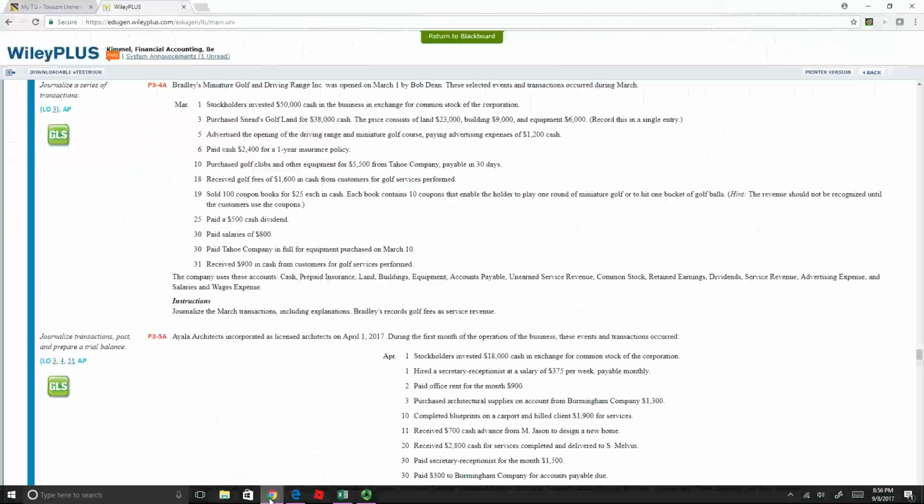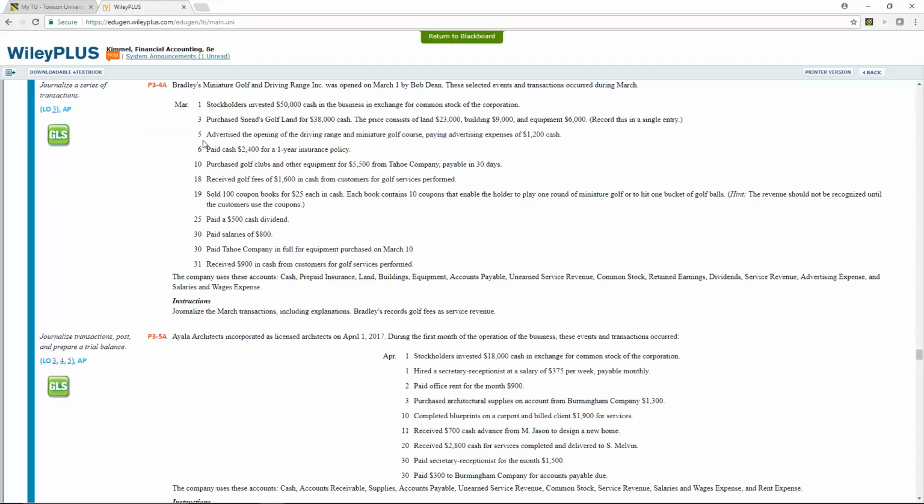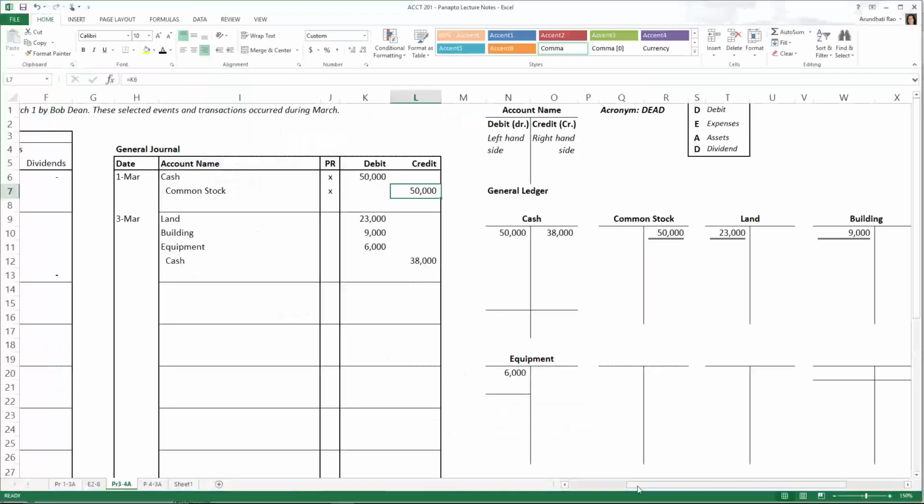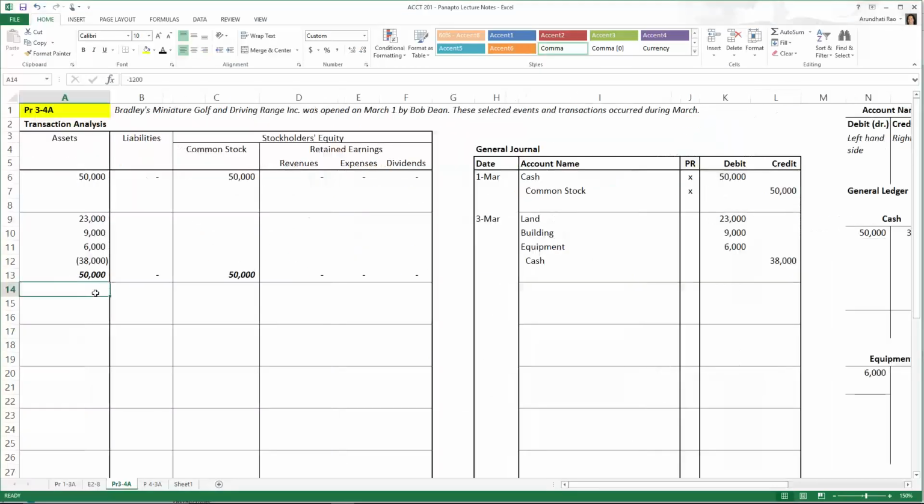Okay, let's go back to our problem and see what the third transaction is. We advertised the opening of the driving range and we paid $1,200 cash for it. So let's go back over here and see what happened. I paid cash, so cash decreased. That's fairly obvious. What did I get in exchange for this? What I got was a benefit. The benefit I got is called advertising expense. The benefit is hopefully going to help me generate revenue. It didn't have an effect anywhere else.